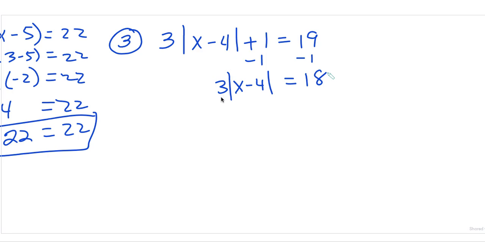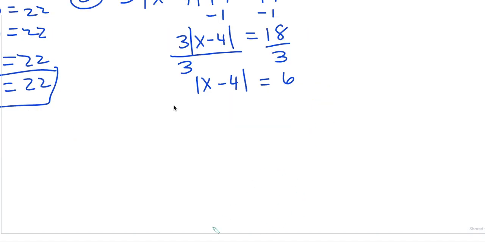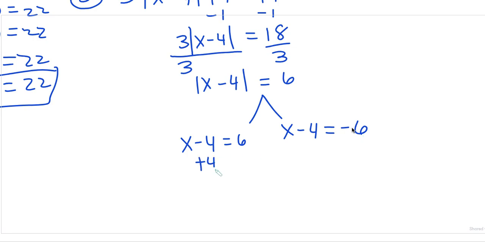Now 3 is multiplying, so the opposite of multiplying is dividing. So we're going to divide this whole side by 3. And we're going to have x minus 4, absolute value, is equal to 6. Now, this is where we have to take and break this apart. So we're going to have x minus 4 is equal to 6, and x minus 4 is equal to negative 6. Remember that the part that is inside the absolute value signs is written the same on both sides, but we have to find the positive value and the negative value. So we're going to go ahead and zero pair the 4's.